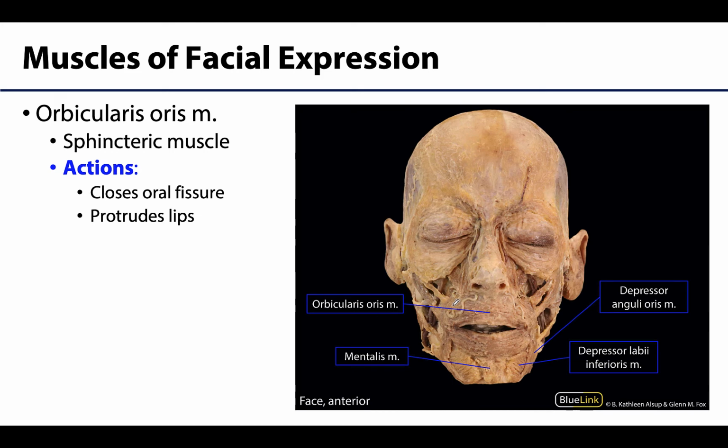The other sphincteric muscle associated with muscles of facial expression is the orbicularis oris. So think oral cavity. And so this is going to close the oral fissure, which will basically close the mouth. It can also protrude the lips. So if you think about your best duck face for social media, poking out the lips, that is also the orbicularis oris.